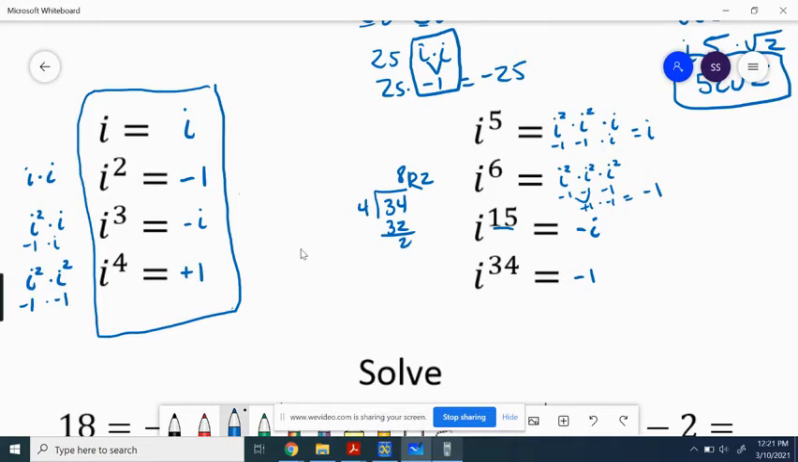All right, what if we have something that goes in perfectly? How about i to the 40th power? Well, 40 divided by 4 is 10. There's no remainder. That just means it's going to end perfectly at i to the 4th. So i to the 40th would equal +1.